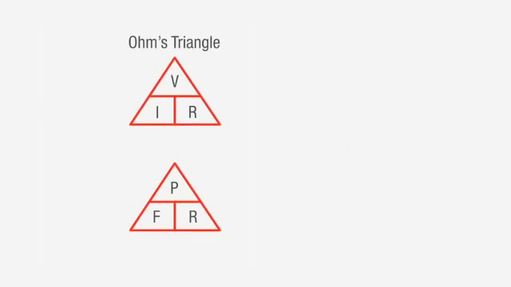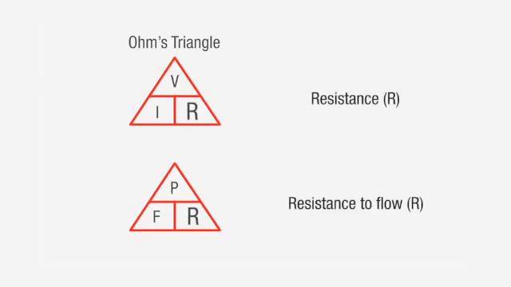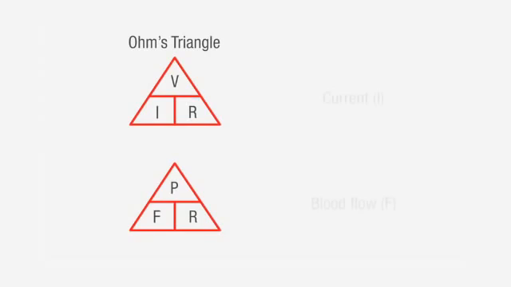This equation shows how voltage, V, equals the current, I, multiplied by resistance, R. Ohm's law can be related to fluid flow, where the voltage difference is the pressure gradient, P, resistance is the resistance to flow, R, from the vessel, and the current is the blood flow, F.